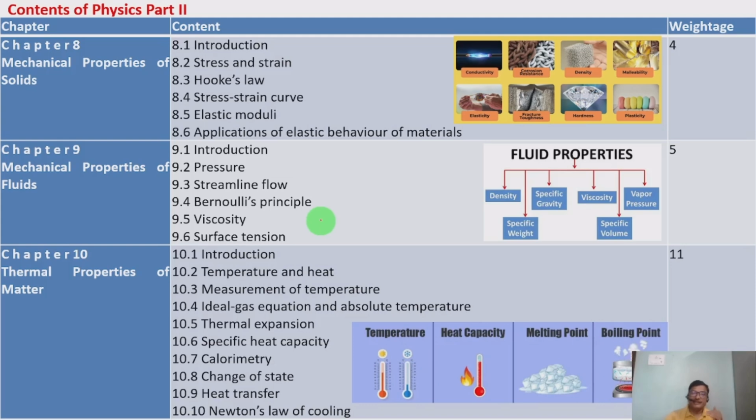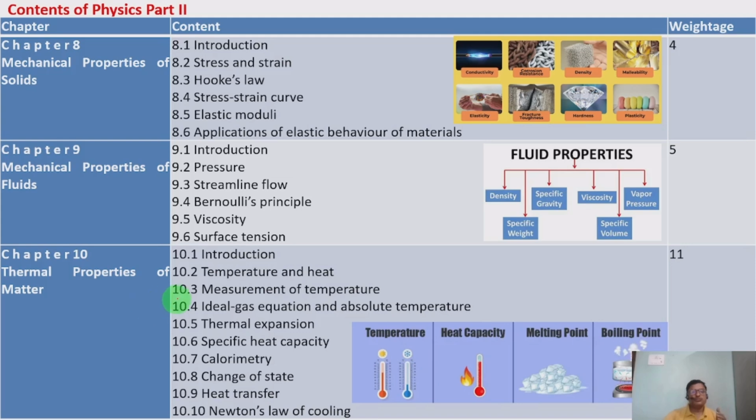Here the energy concerned with the fluid flow, at a particular section we are going to take using Bernoulli's principle. Then 9.5 Viscosity, that is the resistance offered by one layer of the fluid to another adjacent layer of the fluid. That is very important for the fluid, and that also we'll discuss. And 9.6 Surface tension, on the surface of the fluid a tensile force is acting, that we'll discuss in detail. That has a weightage of 5 marks.